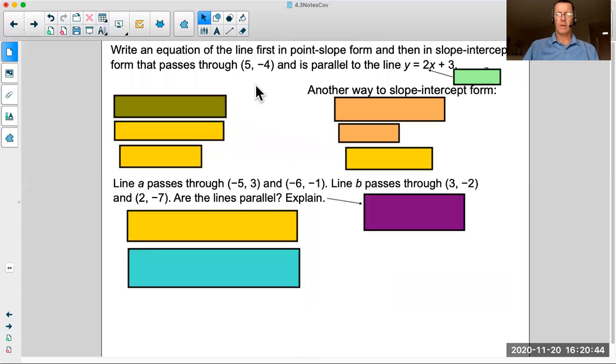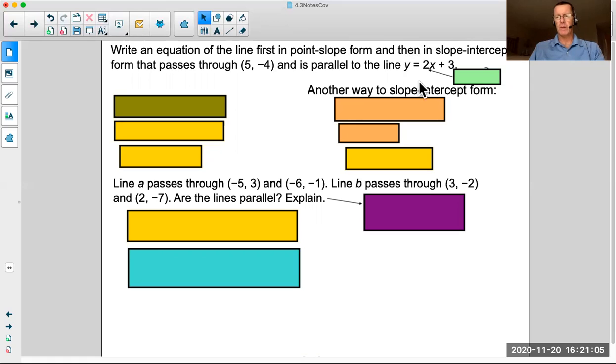We have a point, don't we? (5, -4). Do we have a slope? Were we given slope straight out? No, we were not. But we were given a hint in order to figure it out, and that's that our line, our equation that we have to write, is a line that's parallel to this one. So if we can figure out the slope of this one, then we know the slope of ours.